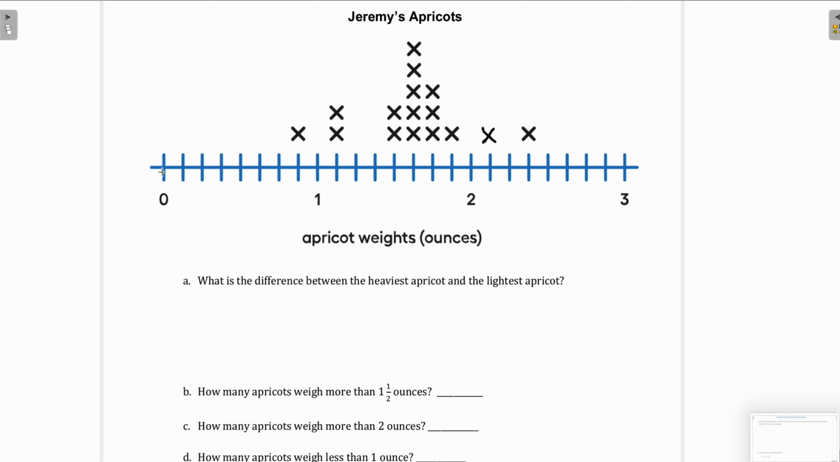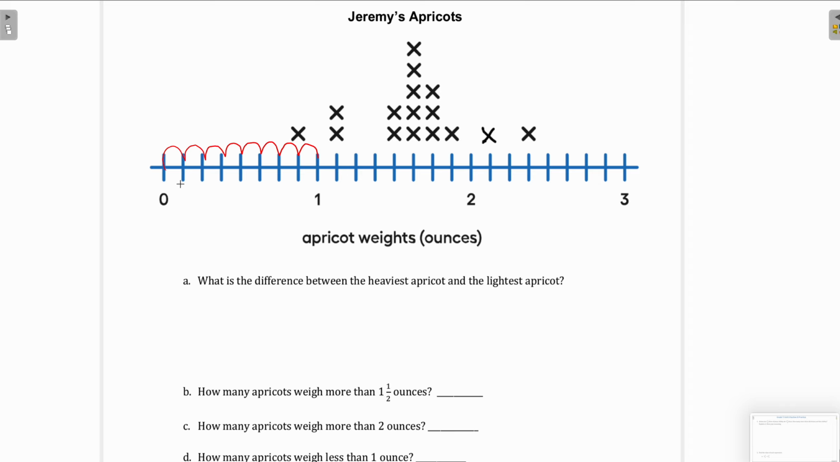So the first thing we need to determine is the fractional units between an interval, like between 0 and 1 or between 1 and 2. So we can count it. We can go 1, 2, 3, 4, 5, 6, 7, 8. So that means that we are working with 8ths.